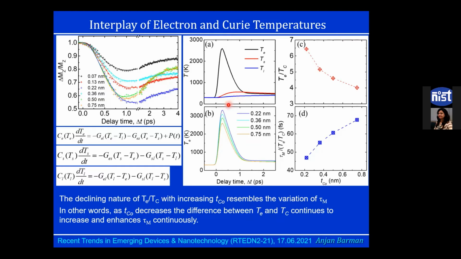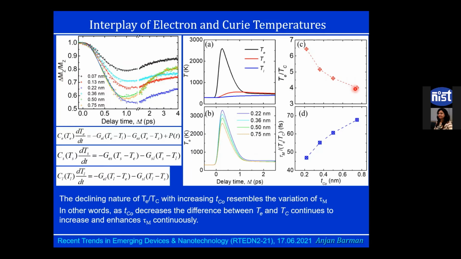We plot the electron temperature as a function of delay time for all these 4 different samples for which we measured the Curie temperature, and they all show a similar variation with a change in the amplitude. Then we plot T over Tc, the electron and Curie temperature ratio, which shows a very similar trend to the demagnetization time. The variation of demagnetization time with thickness has exactly the same trend as T over Tc.